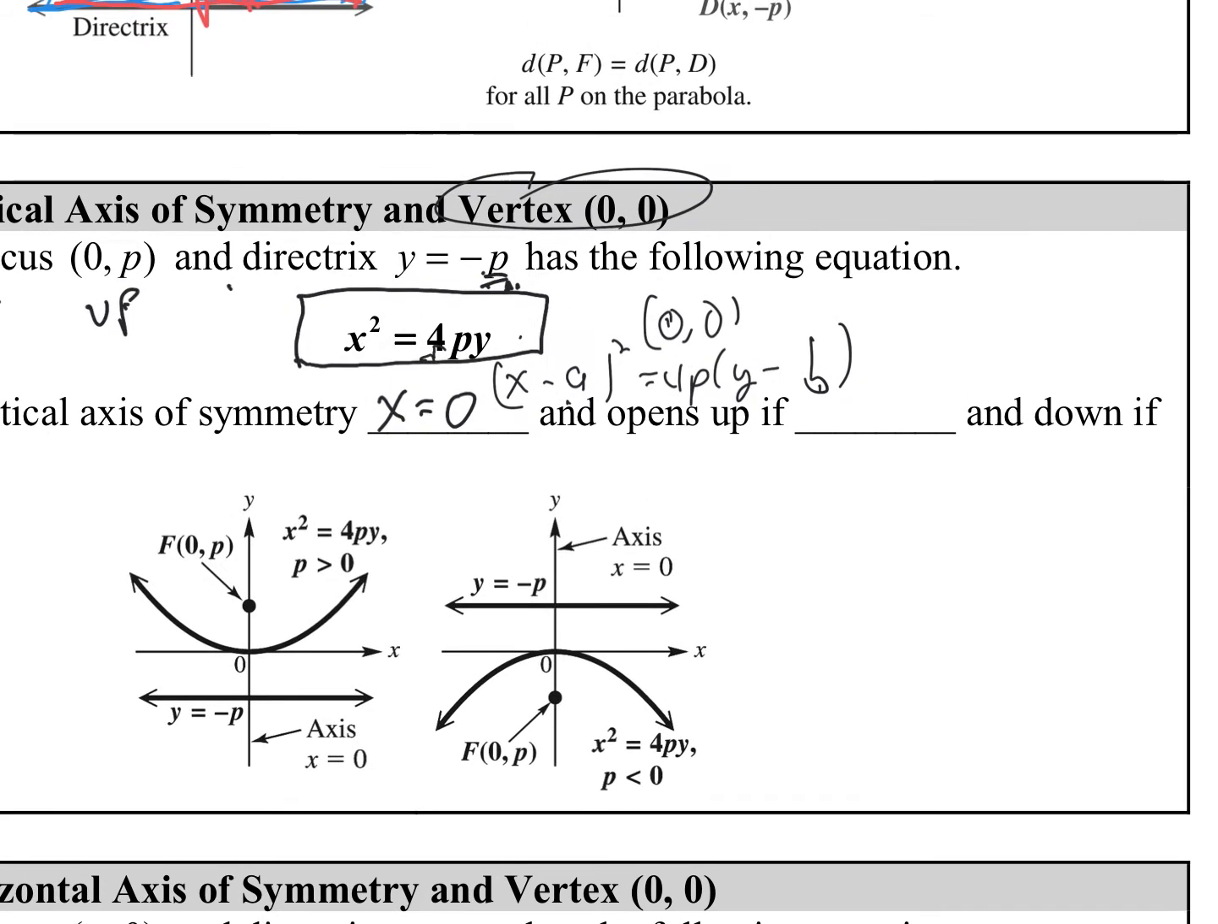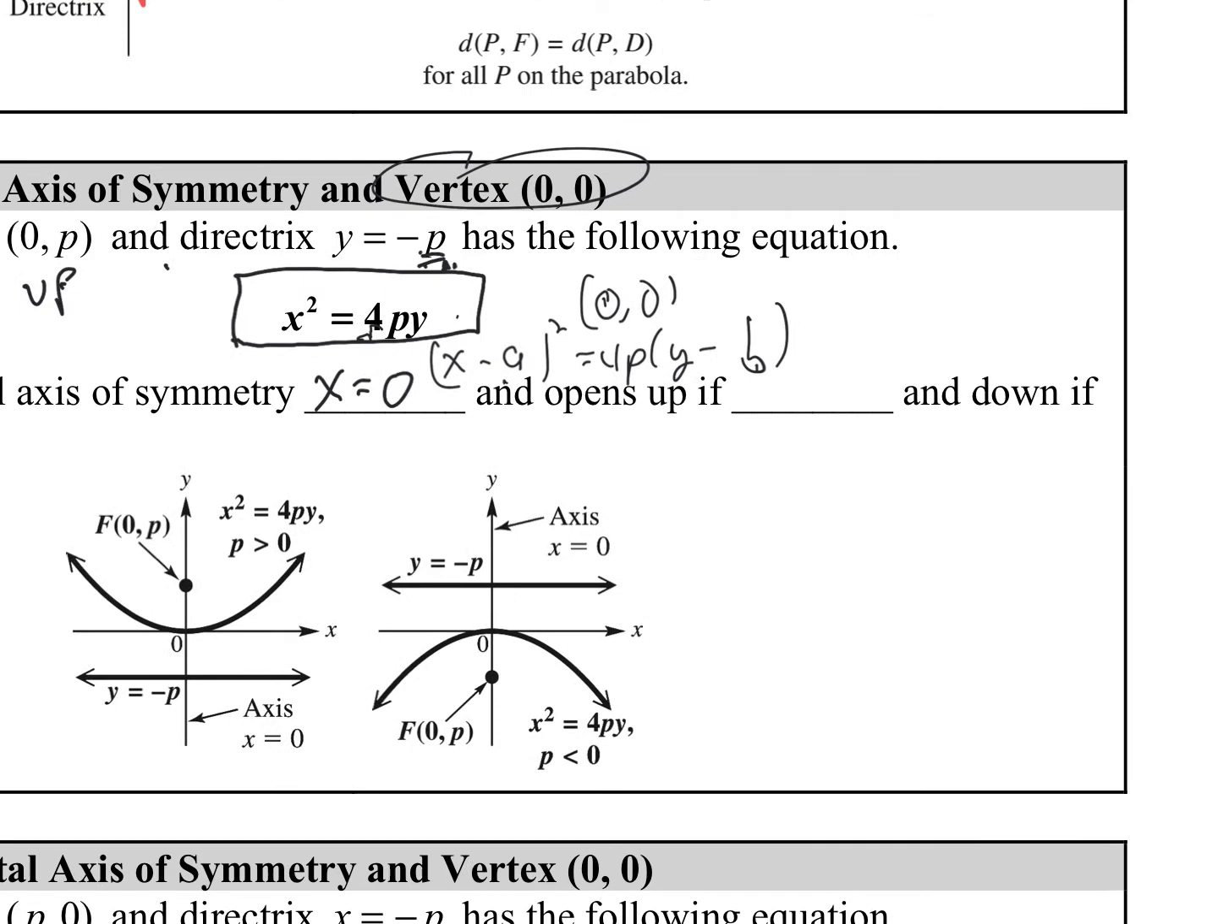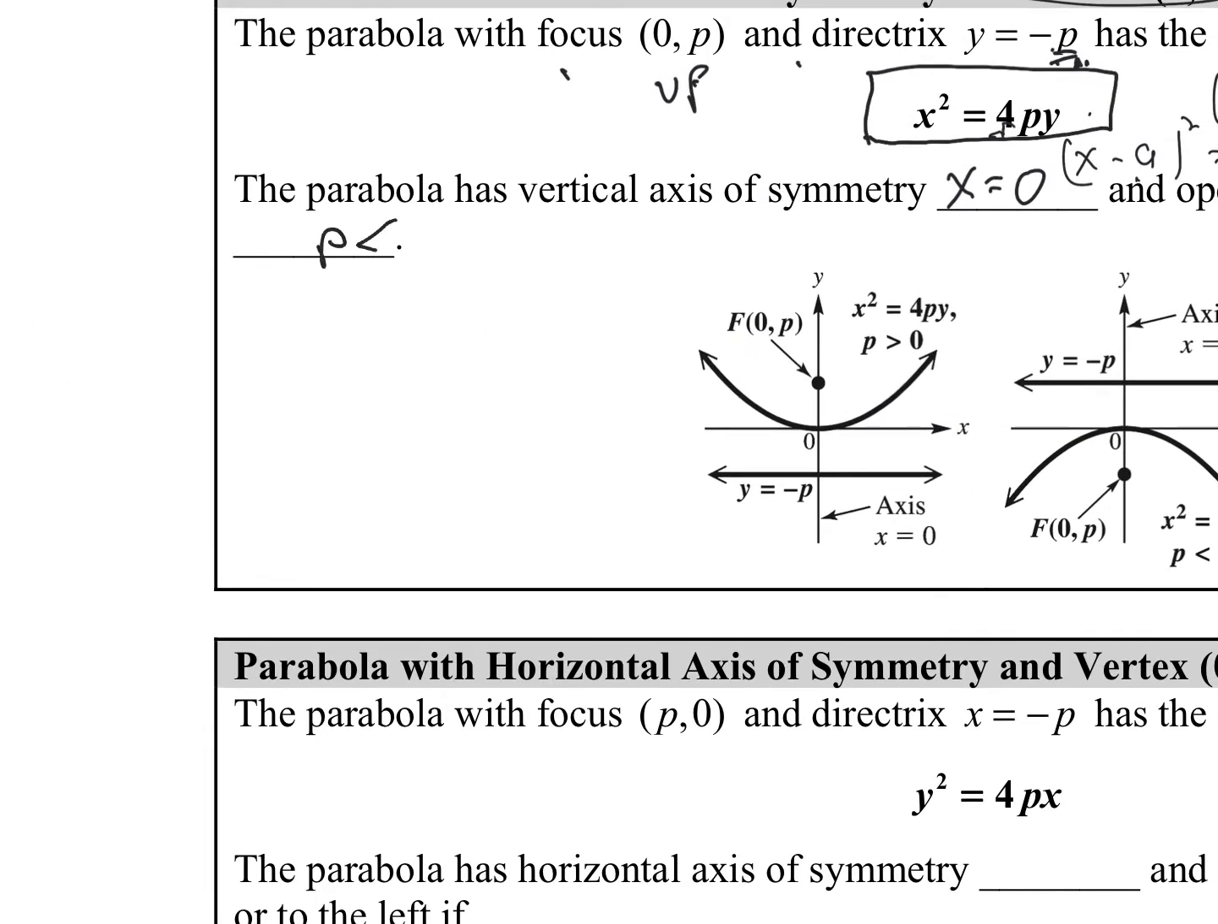And it opens up if basically the 4p is on the outside. And it opens up if p is greater than 0. If you solve it, you end up getting p is greater than 0. Down if p is less than 0.